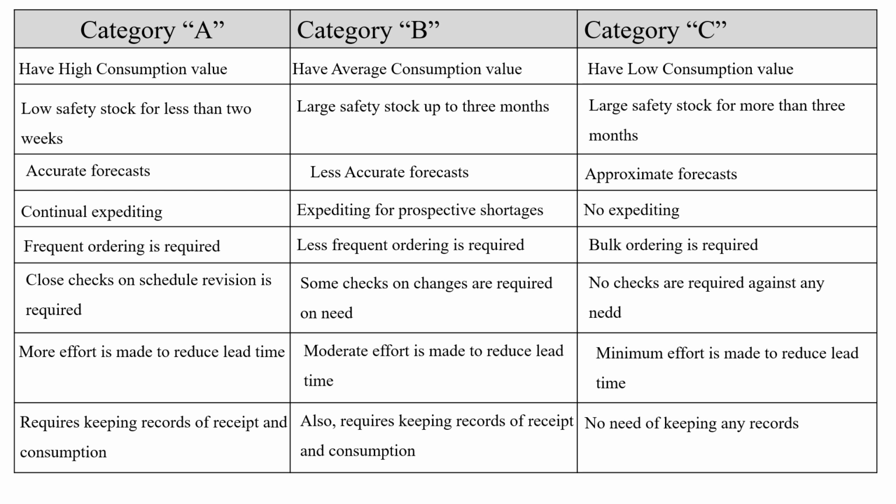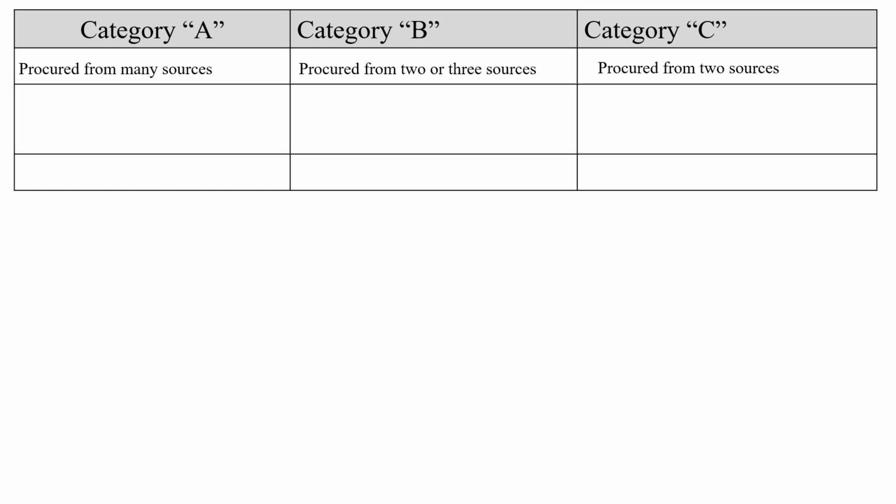Next, category A requires keeping records of receipt and consumption. Category B also requires keeping records of receipt and consumption, but in category C, there is no need for keeping any records. Category A items are procured from many sources, category B from 2 or 3 sources only, and similarly category C from only 2 sources.